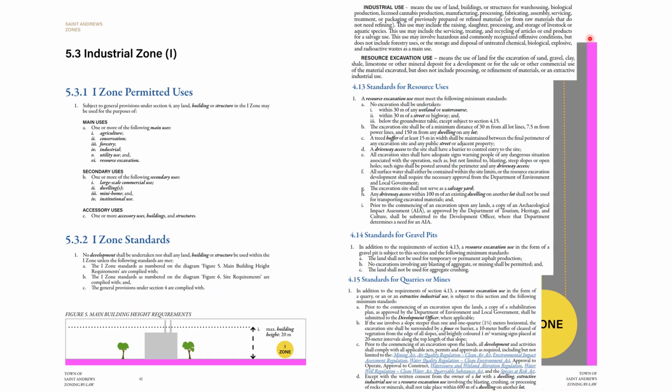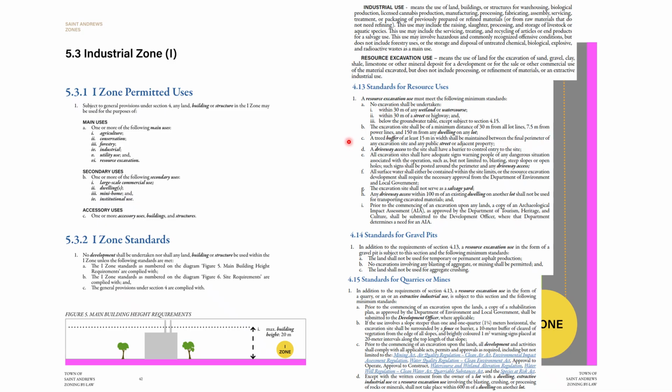So a resource excavation use must meet the following minimum standards. These are all provincial best practices as recommended by the Department of Natural Resources. So no excavation shall be undertaken within 30 meters of any wetland or watercourse, within 30 meters of a street or highway, and below the groundwater table, except in the case of quarries and mines, which have their own standards. The excavation site shall be a minimum distance of 30 meters from all lot lines and 7.5 meters from power lines and 150 meters from any dwelling on any lot.